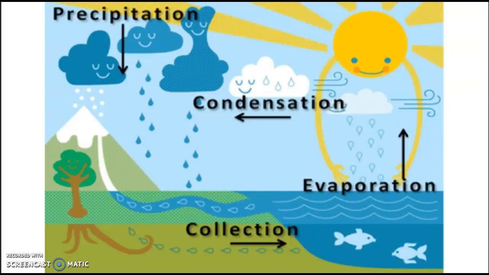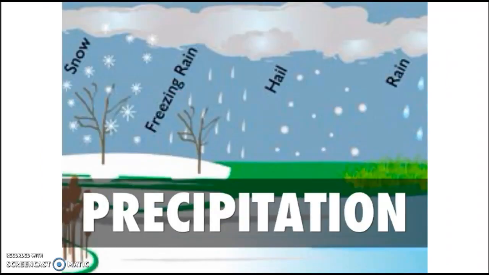Hello class, today our lesson is going to be over the water cycle. Make sure to pay close attention to the slides because we will have a short activity to complete at the end. There are 4 steps in the water cycle: precipitation, collection, evaporation, and condensation. The first step we'll talk about is precipitation.